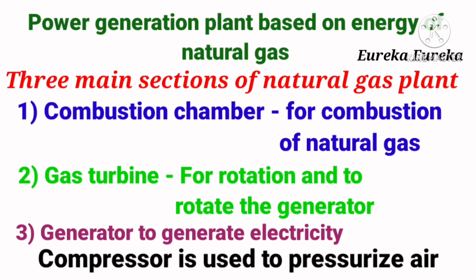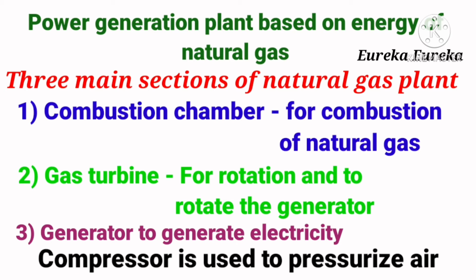Thanks, Leena. That was a very good piece of information. And now let's proceed on to the power generation plant based on energy of natural gas. This power generation plant can be divided into three main sections. These are combustion chamber, gas turbine and generator.